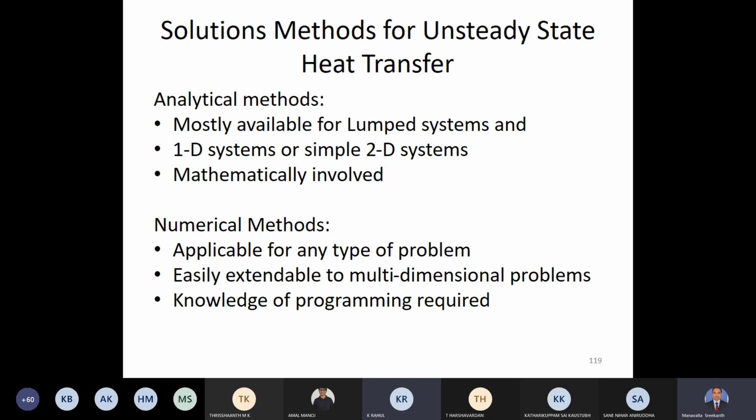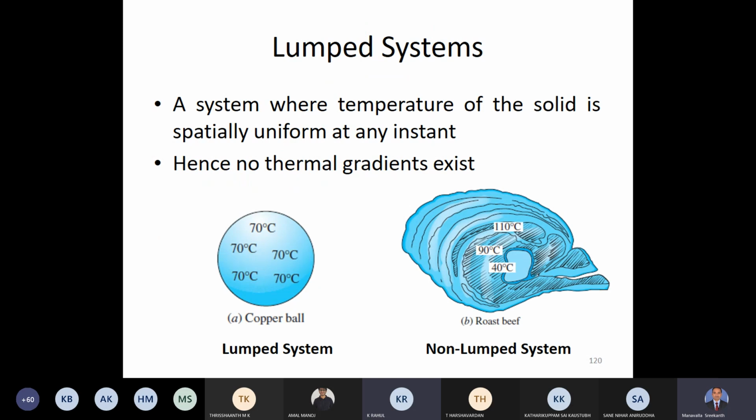So ultimately, numerical methods can be applicable for any problem, but you need to know the programming language if you are using a programming language and not a package. But if you are using a package, which most people do nowadays, like Fluent or OpenFOAM, which is free software, you can solve the problem without knowing anything about the programming, because the solution part is included in the package itself. Now, these are the methods available for solving a transient problem.